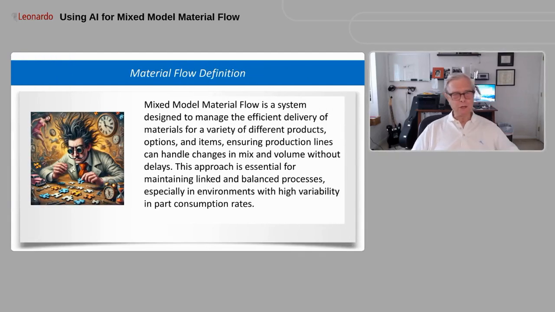So let's start with the definition: material flow. What do we mean by that? And especially mixed model material flow. So a simple definition is it's a material delivery system designed to manage the delivery of materials in an environment where you have a lot of different products, different options, a lot of variety, in order to ensure that your production lines or your value stream can actually run without delays, without waiting, without blockages. And so this aspect of mixed model manufacturing is critical in order to maintain the even flow, especially with a special focus on high variability or high mix kinds of environments.